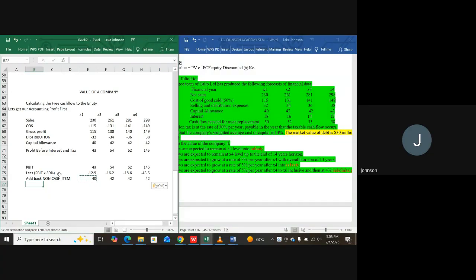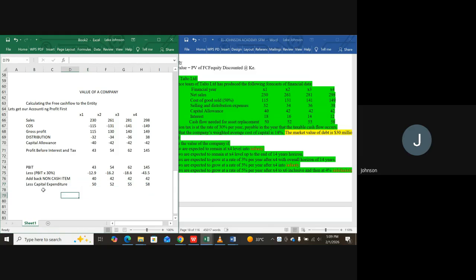So what we now do is less our capital expenditure. In the question, what do we have as our capital expenditure? We have cash flows needed for asset replacement: 50, 52, 55, and 58. So let's put it there. Fine, we have done that.